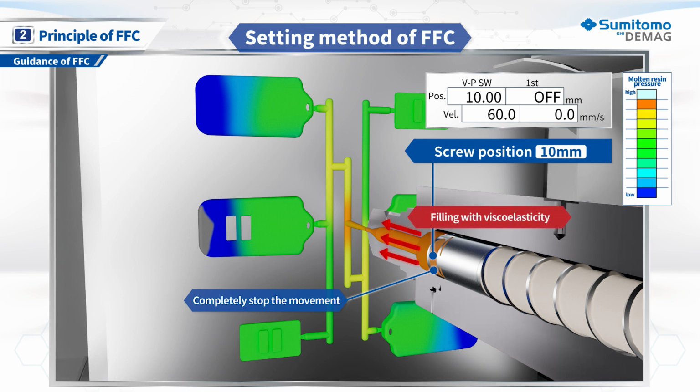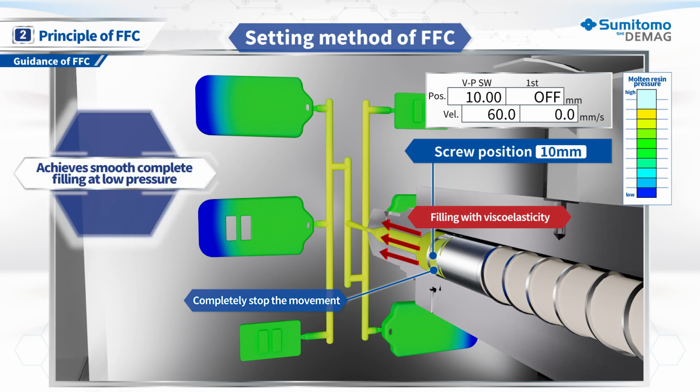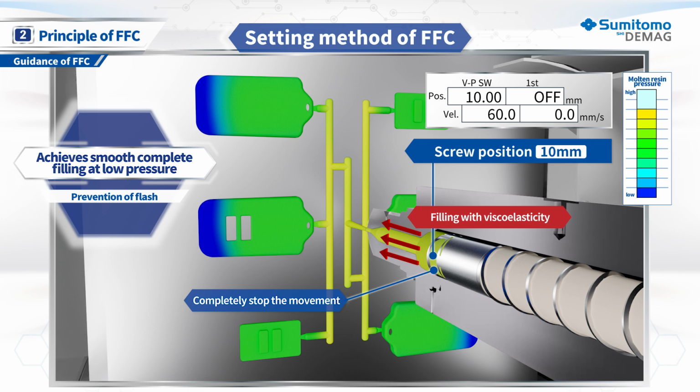While the screw is stopped, the viscoelasticity of the resin, the so-called restoring force, is gently transmitted to the mold side, allowing the resin to flow slowly and completely fill the cavity. Since the screw is not forced forward, the resin pressure decreases, resulting in smooth filling at low pressure with no flashes, and at the same time, cavity balance can be maintained.